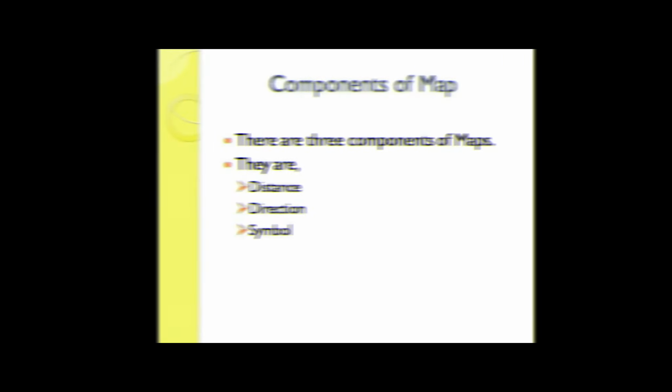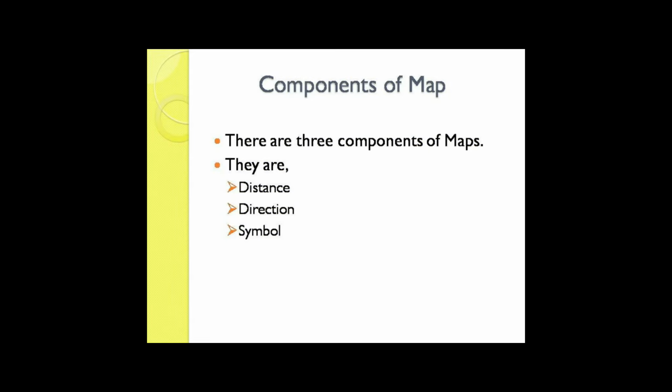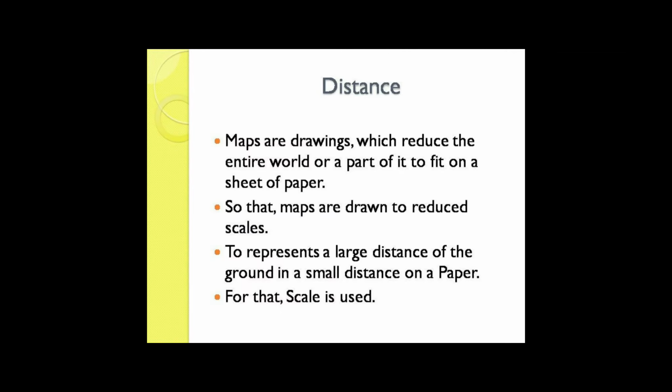Components of map. There are three components of maps. They are distance, direction, symbol. Distance. Maps are drawings which reduce the entire world or a part of it to fit on a sheet of paper. So that maps are drawn to reduced scales to represent a large distance of the ground in a small distance on a paper. For that, scale is used.